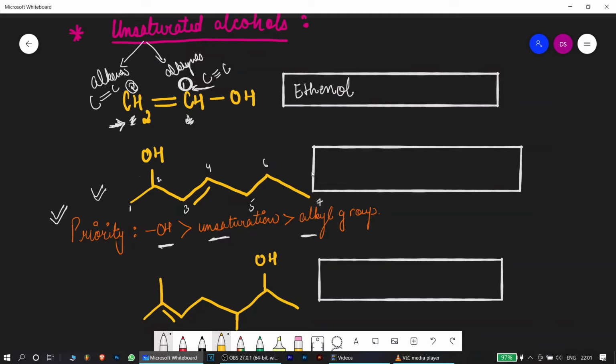Now let us just name it. So there are 7 carbons, so hept, and then there is unsaturation present on third carbon. So we are going to write the position of the unsaturation, hept 3, and then we are going to write the unsaturation which is ene, and then the position of the alcohol which is 2, and then we are going to write ol. So it is hept-3-en-2-ol. I hope this is clear to you. If it is not, please let me know.